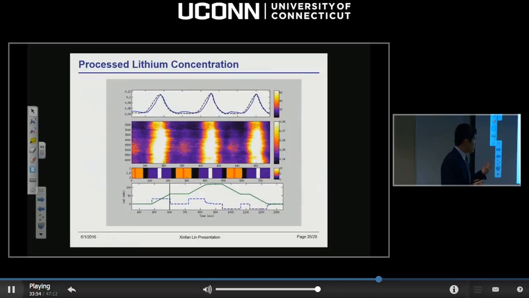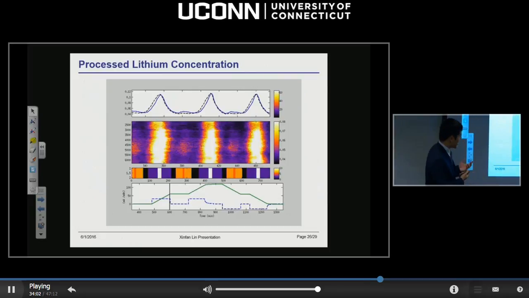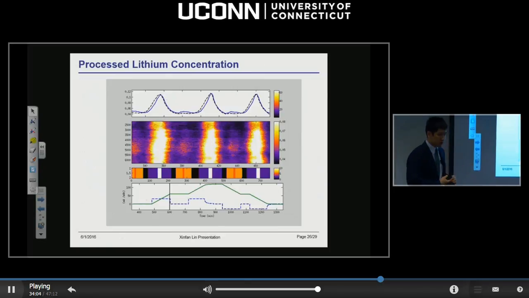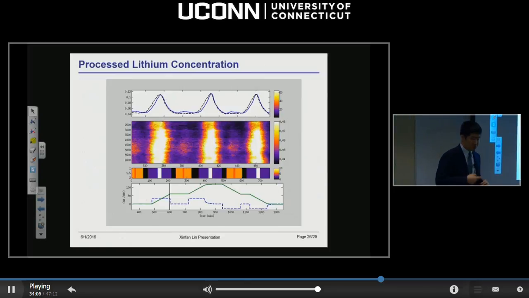This is one of the neutron images we've taken from the experiment. The dark spot stands for high lithium concentration, and the black spot stands for low lithium concentration. In my talk this afternoon, I'm going to talk about how I plan to use this data to model the electrochemical dynamics of lithium batteries.